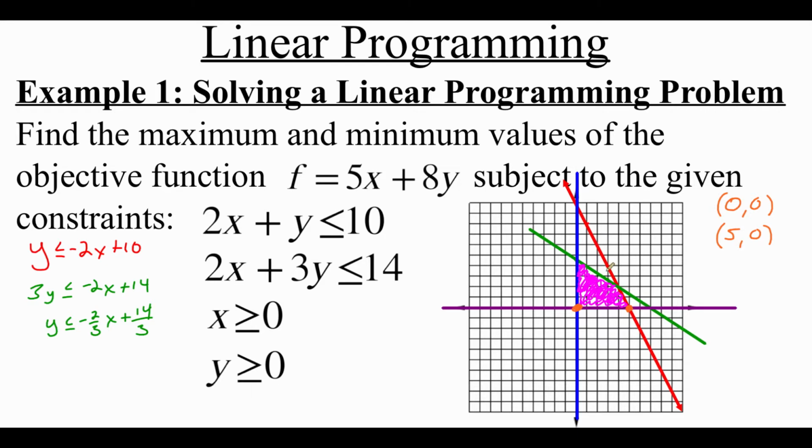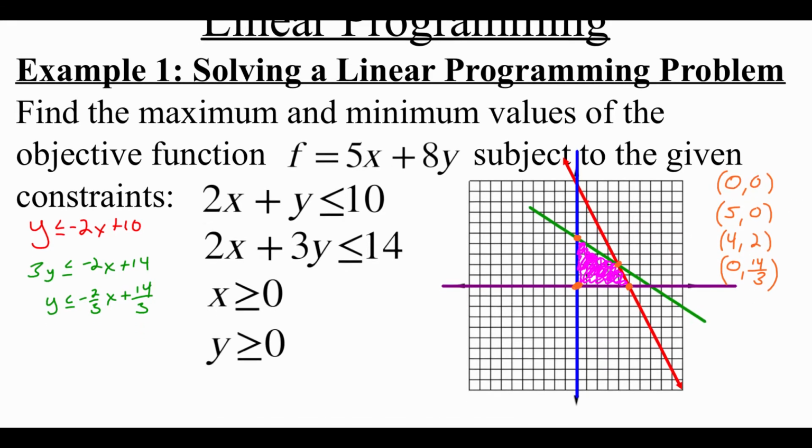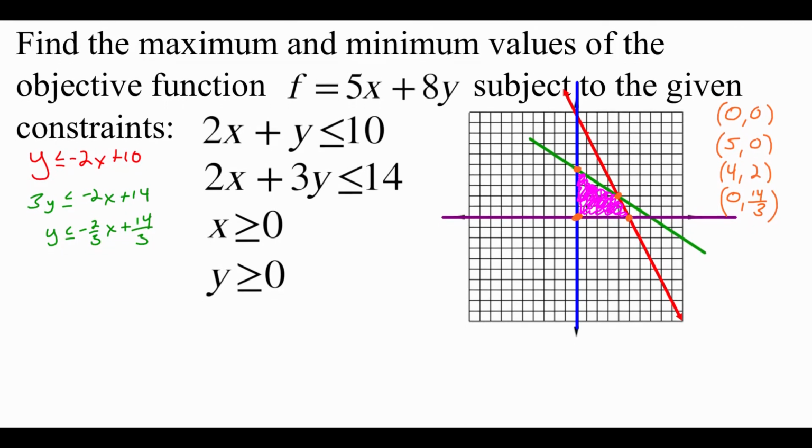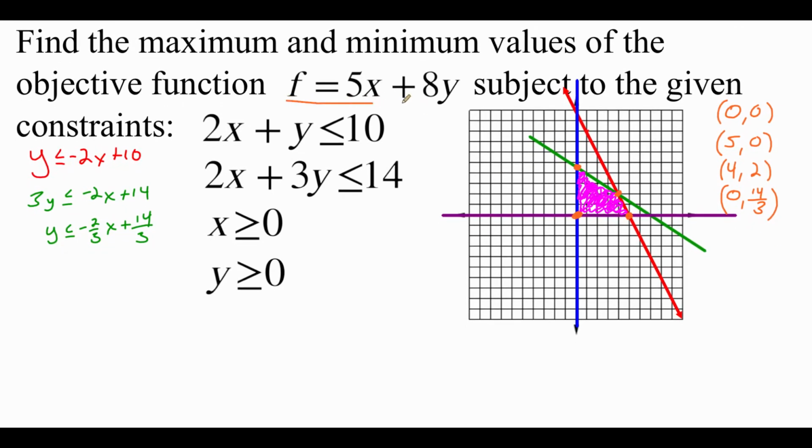The intersection between our red line and our green line right in here is the point (4, 2). And the intersection between our blue line and our green line is the ordered pair (0, 14/3). So as we're looking at a maximum or minimum value here, those are going to happen at one of these points.